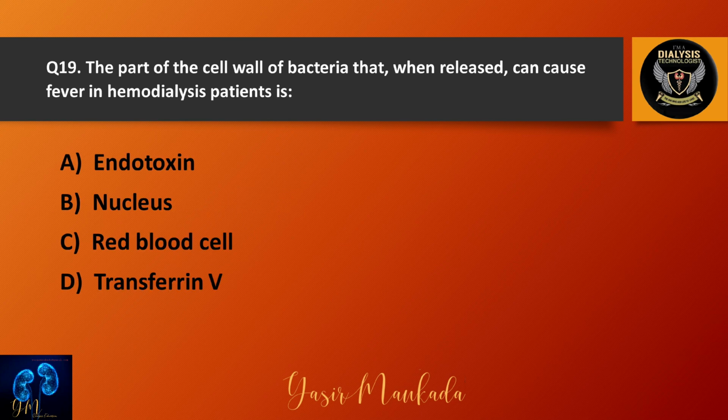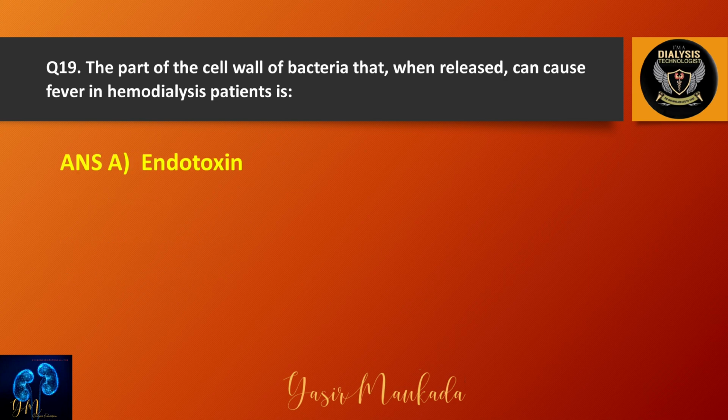Next question: the part of the cell wall of the bacteria that, when released, can cause fever in a hemodialysis patient is option A, endotoxin, option B, nucleus, option C, red blood cells, and option D, transferrin. The right answer is endotoxin. The part of the cell wall of the bacteria is endotoxin. Option A, endotoxin.